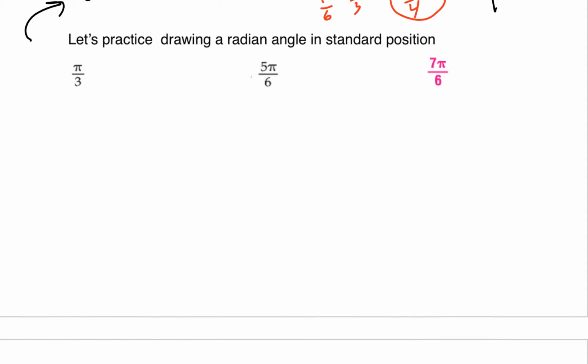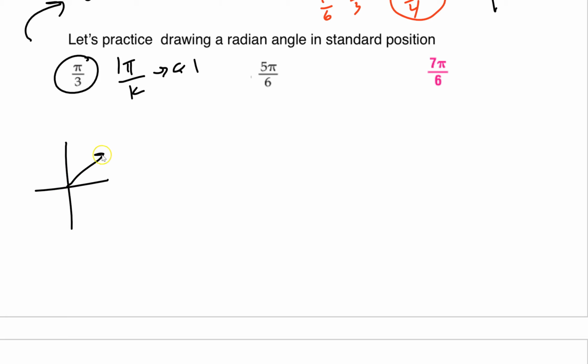So let's do this first one, pi over 3. Here's another hint. Anytime it says a 1 on top, then it's automatically quadrant 1. So pi over 3 is just going to be in quadrant 1. Here's 0, here's pi over 2. Pi over 3 is in quadrant 1 somewhere. And there I go, that's how you draw it. If I want the reference angle, it's over 3, so it's automatically 60.